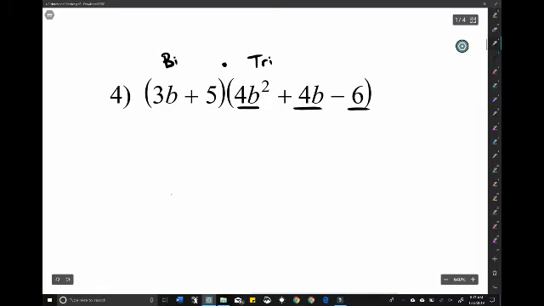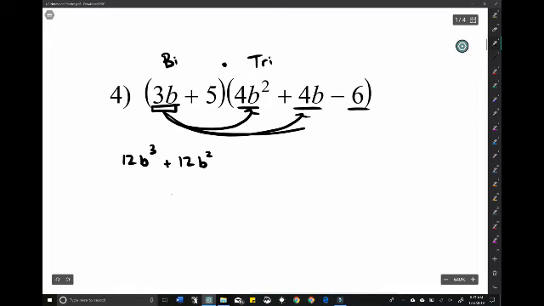Okay, so first we're going to take the 3b, and imagine we're square dancing. We're going to go to all the partners over here. So 3b times 4b squared is 12b to the third. B squared, b to the third. 3b times the 4b is also 12b squared this time. And 3 times negative 6, negative 18b in general. Okay? So the 3b has been distributed.